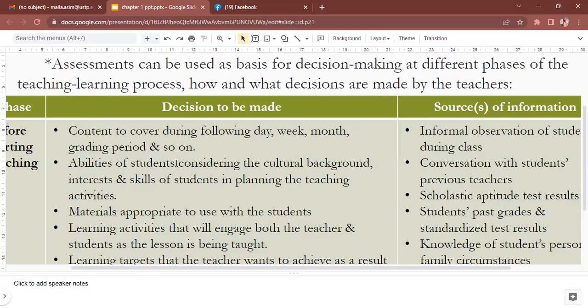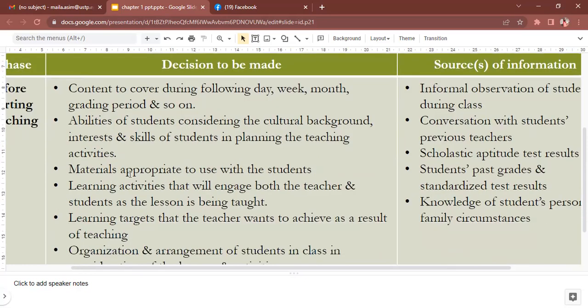Interest, it is very important that we should consider first the interest, skills, and needs of our students para mahibaw-an ug unsay atong tools nga gamiton sa pag-assess sa ilaha. Okay? So sa materials, appropriate to use with students. So dapat ang atong materials nga ginagamit sa pag-assess sa atong mga students, these are appropriate for their age, for their grade, for their interest, or whatsoever. So muna siya atong kinahanglan pang timan-an.